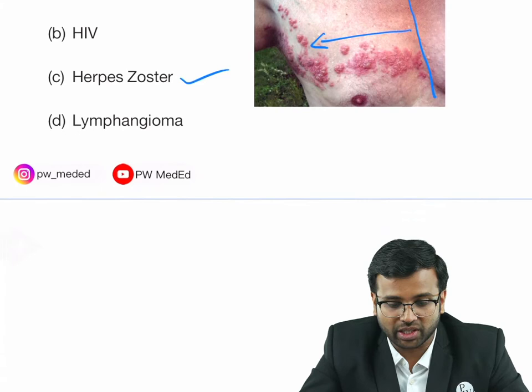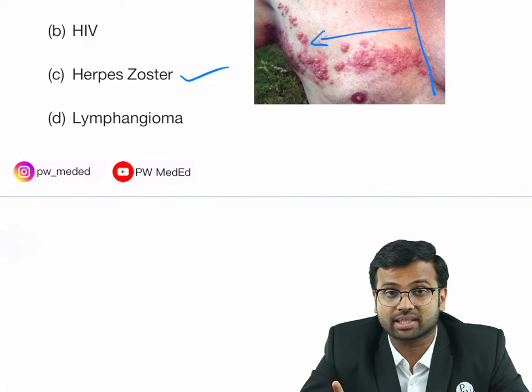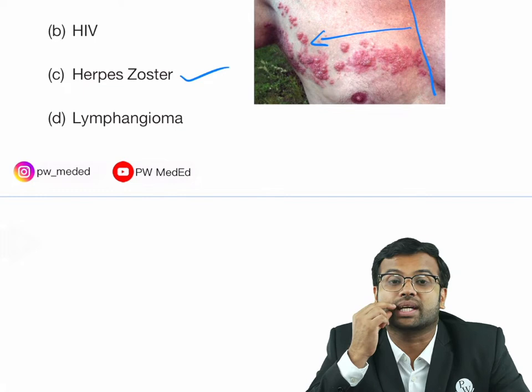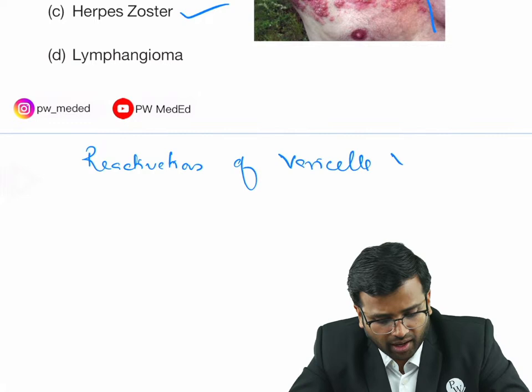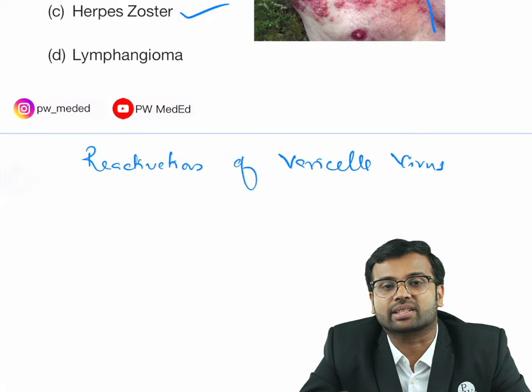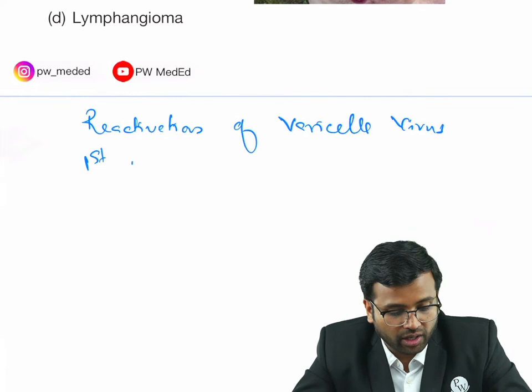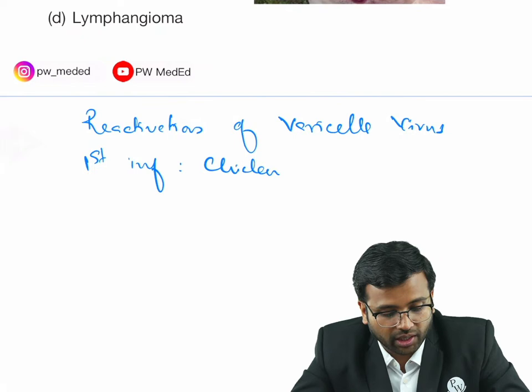So don't make a mistake. It is not herpes simplex, because herpes simplex is different, HSV, where you get multiple vesicles over the skin. But this is the reactivation of varicella virus. So where was this varicella virus residing in the body? Because the first infection with varicella, what is it called? The first infection is called chickenpox, isn't it? The first infection is called chickenpox.